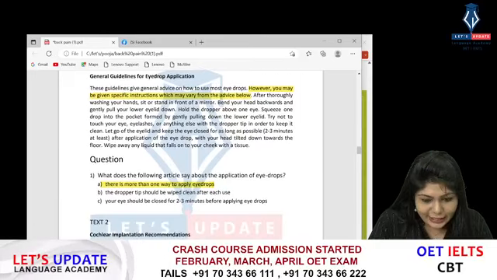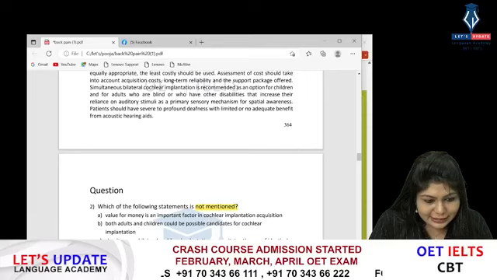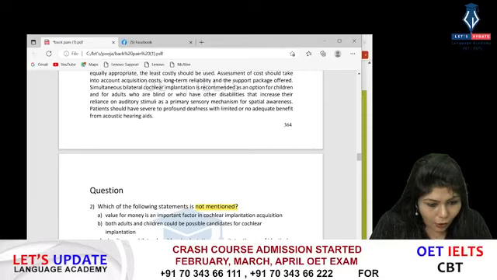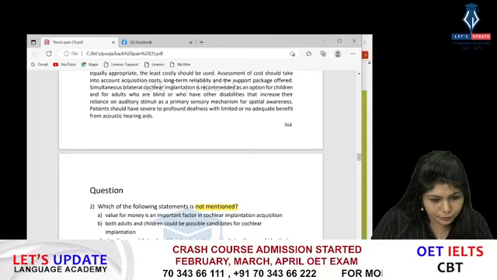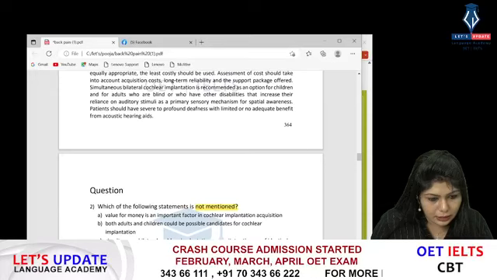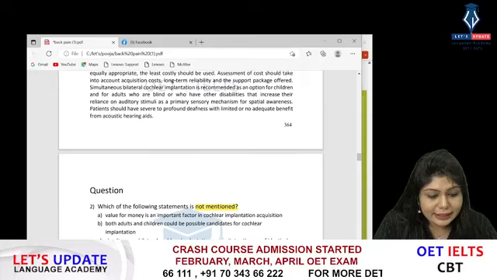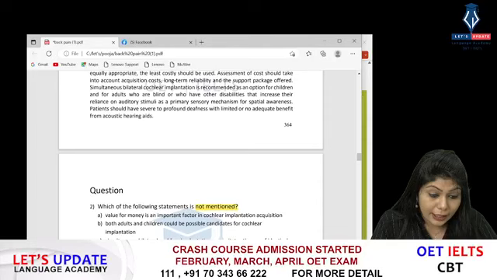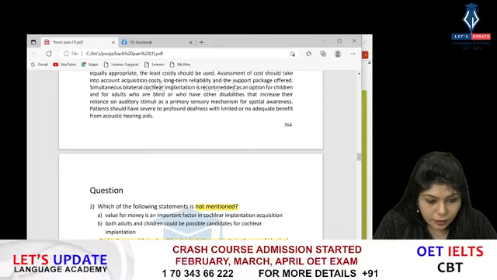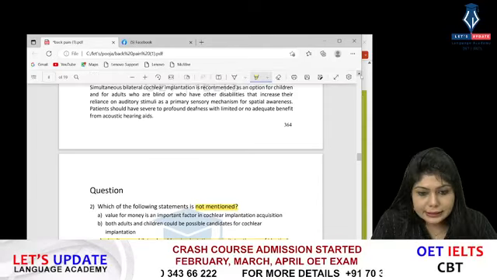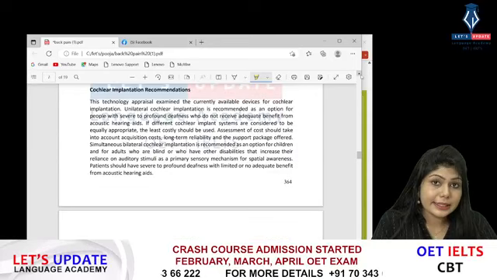Okay, so let me tell you the answer. The answer is option C. That is something that is not mentioned. I'll just highlight the answer and then I'll tell you which sentence in the extract will lead you to this answer.